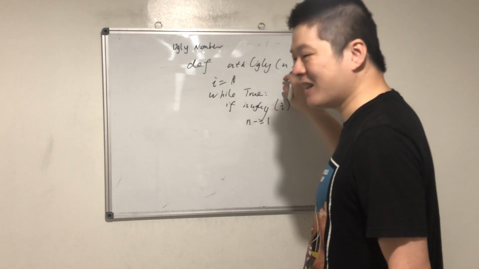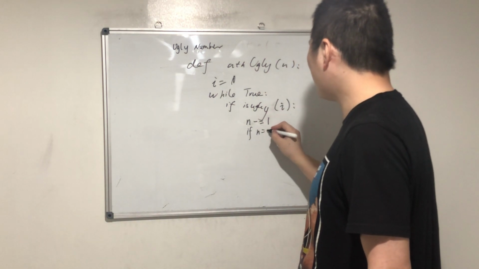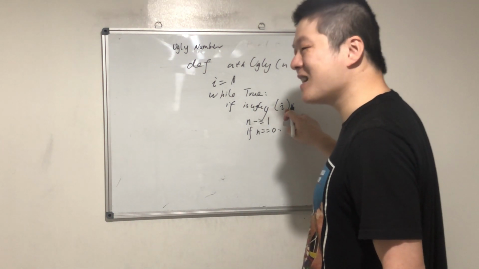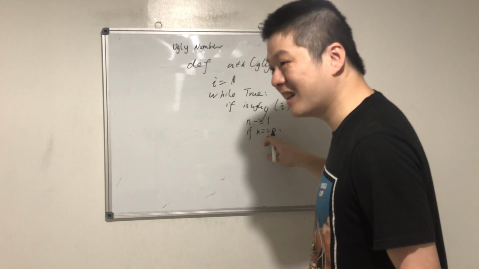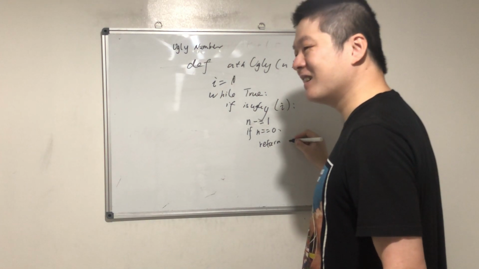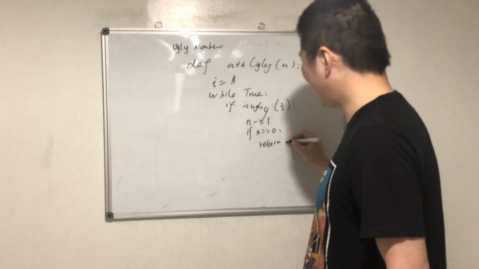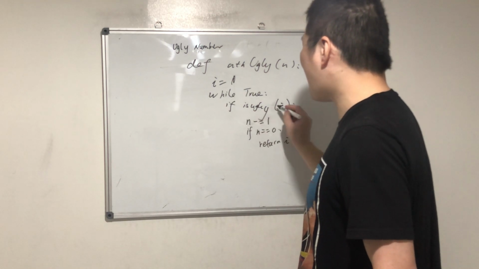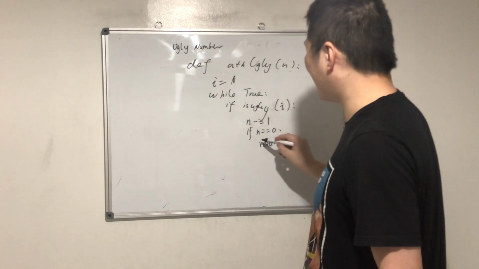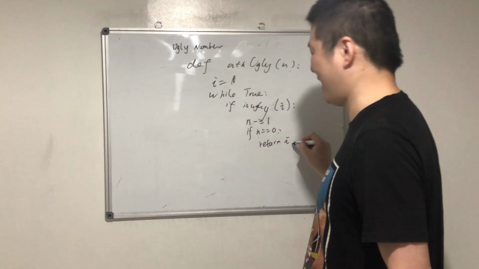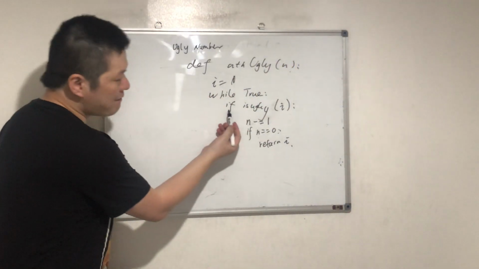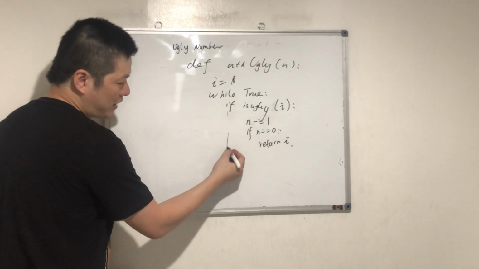I reduce n, and when n equals 0, what does it mean? It means that this i is the nth ugly number, and then I can just return i. So if i is an ugly number, I reduce n by 1, and if n equals 0, the current number i is the answer.